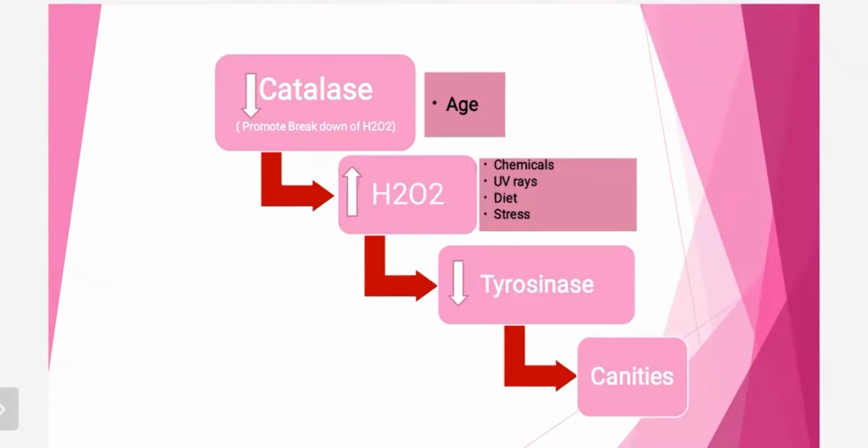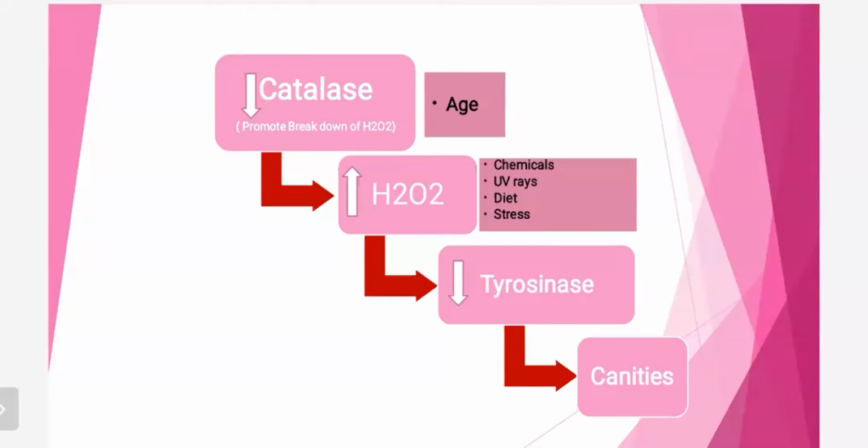And due to the exposure to ultraviolet rays, or due to an insufficient diet, and due to stress. Stress is a factor which actually produces excessive hydrogen peroxide in the scalp. So reduced catalase or increased hydrogen peroxide will reduce the tyrosinase, and it will reduce the melanin production, and the graying of hairs will happen.